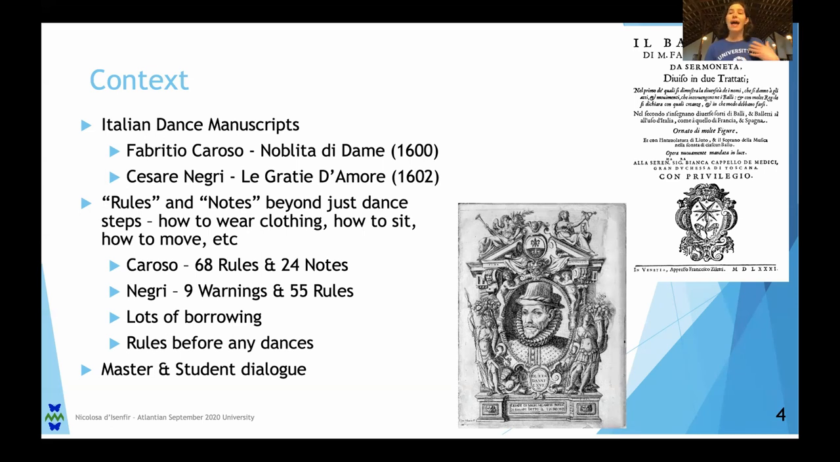The student always asks for information, and the master is more than obliged to give it, and in very flowery language. At times, it makes me wonder if they were paid by the word.